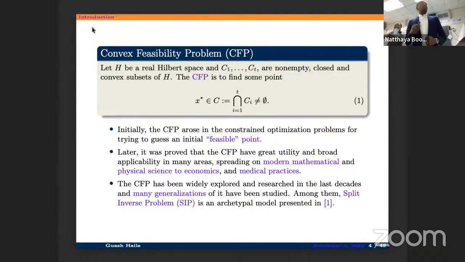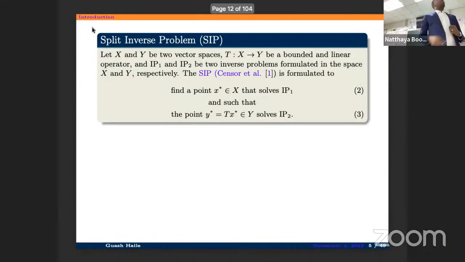This convex feasibility problem has been widely researched in the last decades, and many generalizations of this problem have been studied. Among these generalizations of the convex feasibility problem, the most celebrated and applicable is the so-called split inverse problem, which is introduced in the first reference. This split inverse problem is defined in this slide. Let X and Y be two vector spaces, and T from X to Y be a bounded linear operator, and IP1 and IP2 be two inverse problems formulated in X and Y.